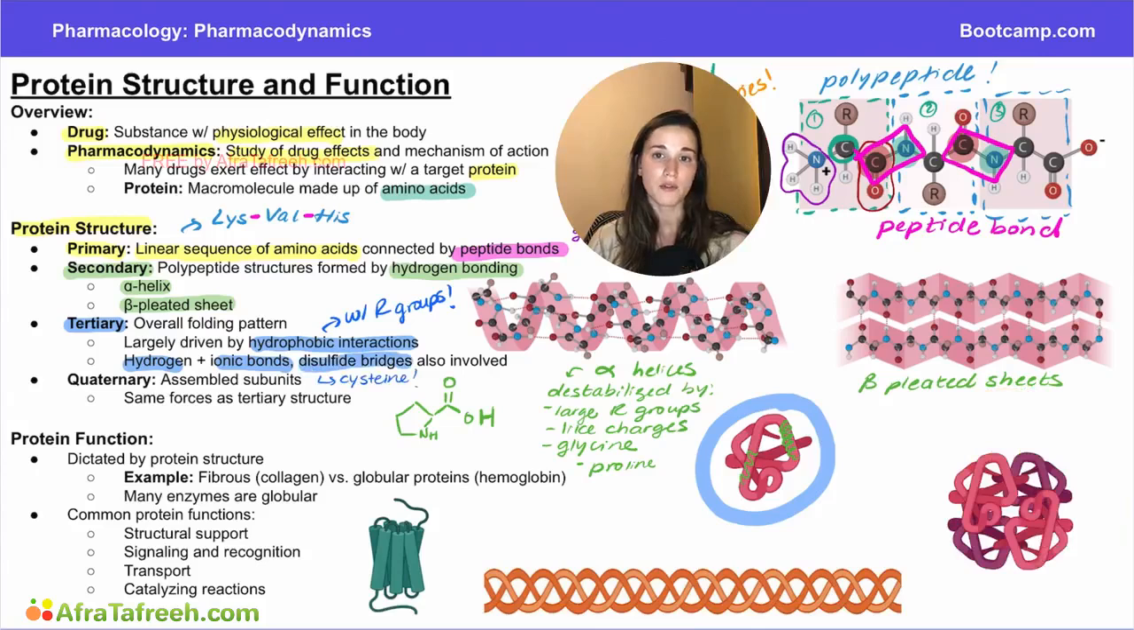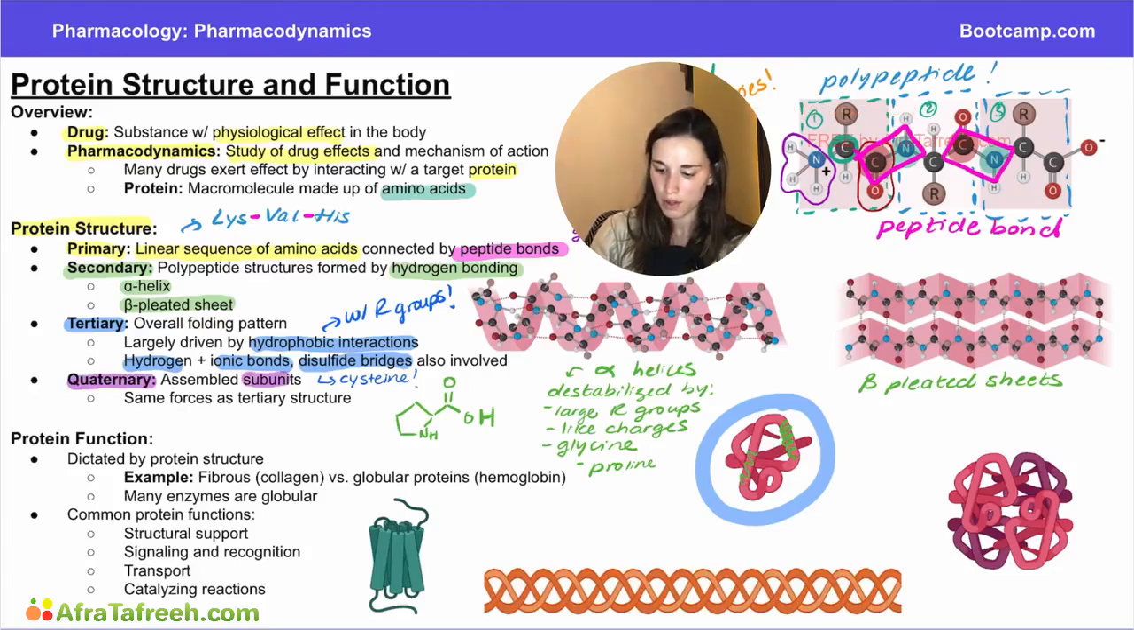For many proteins, folding into their tertiary structure is enough to render them functional. However, some folded polypeptides are subunits that need to assemble with other folded polypeptides in order to form that fully functional unit, and this is known as the quaternary structure of a protein.